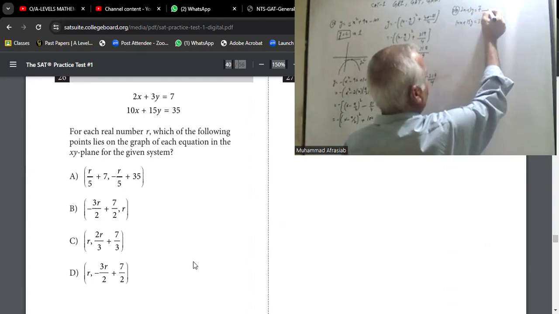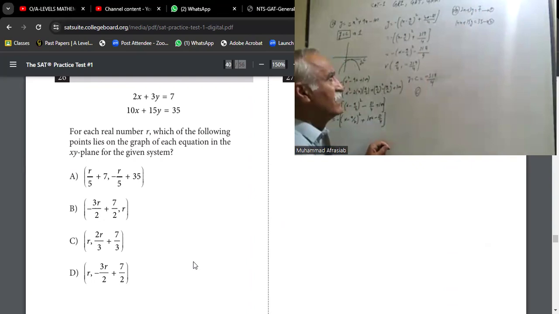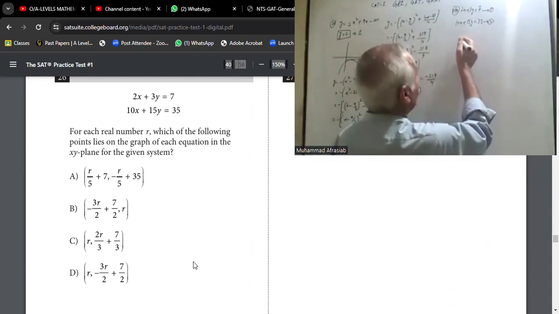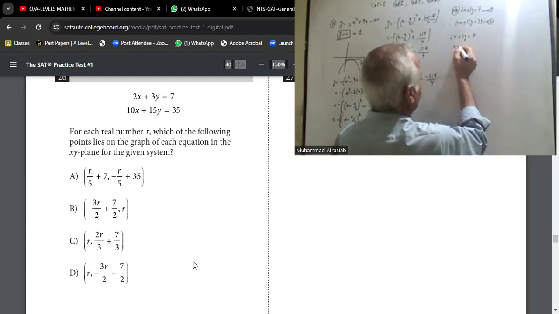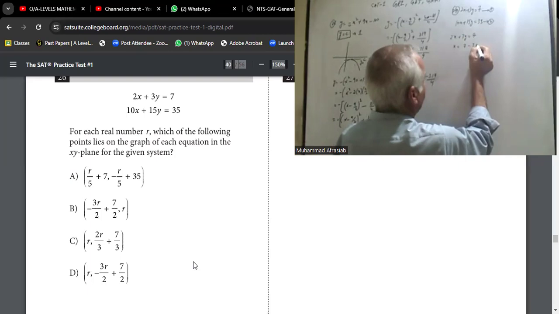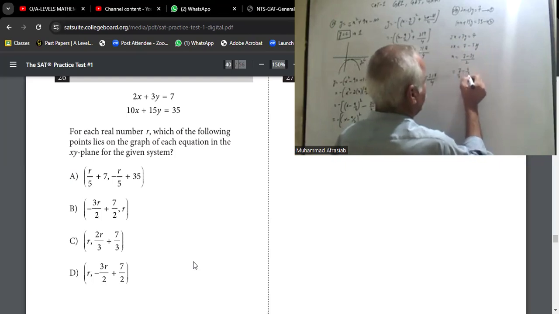So that means they are the two coinciding equations because they have the same slope there. Or they are multiple of 5 if we get from the equation number 1 the equation number 2. Now you have to find out that r is the point which lies on this line. So we can make x the subject there. 2x plus 3y is equal to 7. Our x is equal to 7 minus 3y over 2. It will become 7 over 2 minus 3 by 2 y there.